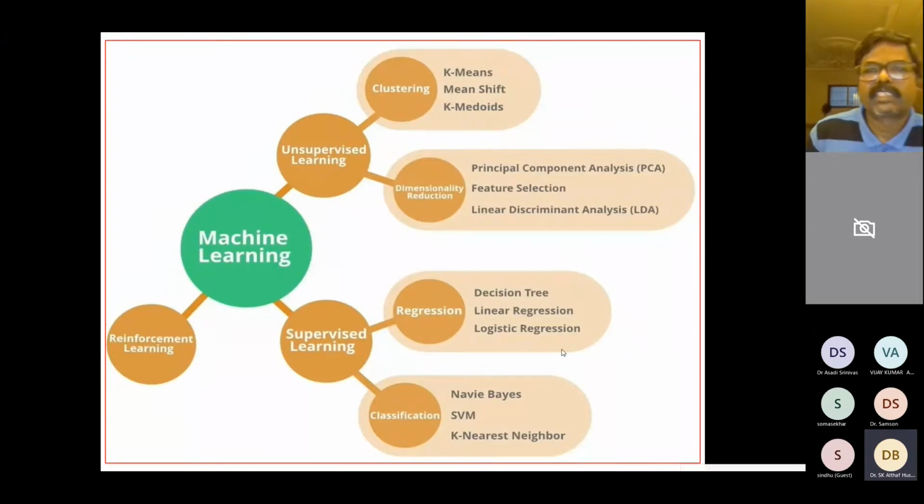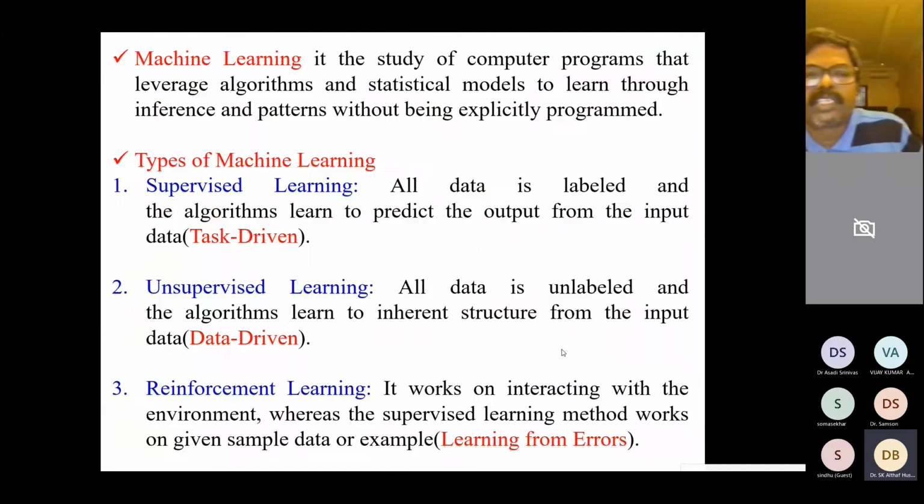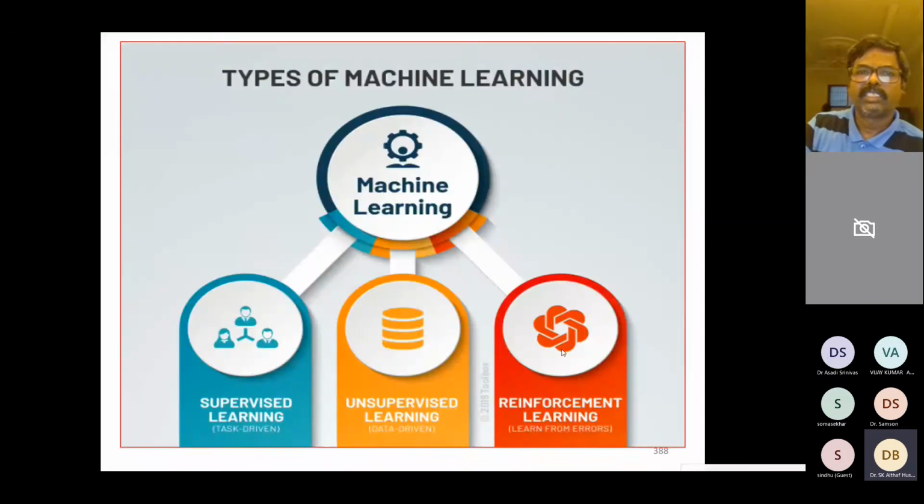I've explained clustering: K means clustering, mean shift, K medoids. And in supervised learning, all data is labeled, and the algorithms learn to predict the output from the input value. I'll show you practicals in machine learning.